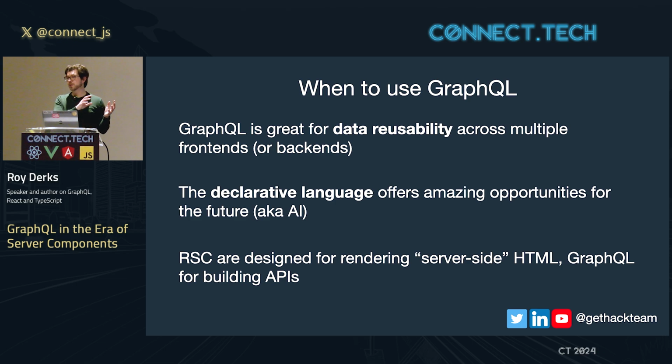The declarative language of GraphQL is really helpful when you work with large language models or when you work with new developers that need to understand how to use your APIs. And React Server components are really for rendering or defining React server-side, whereas GraphQL is made for building APIs. So even though they might give you the same value, they have very different ways to generate that value for you.